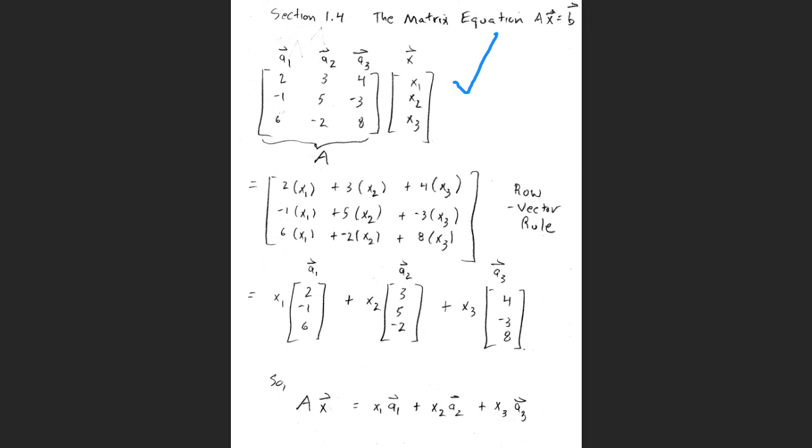Little example where I have a matrix A, and one moment here. Let me change this. I've got to put in my stylus. Hold on, let me get my stylus in here. And let me adjust this.